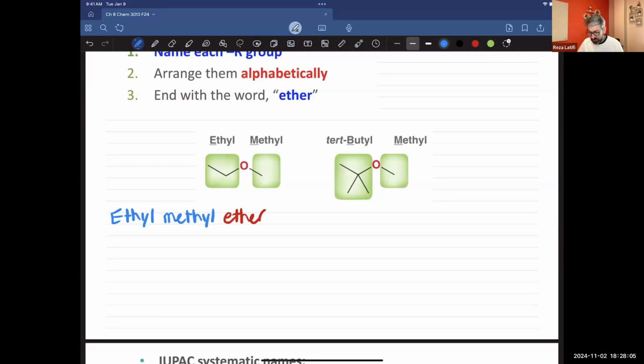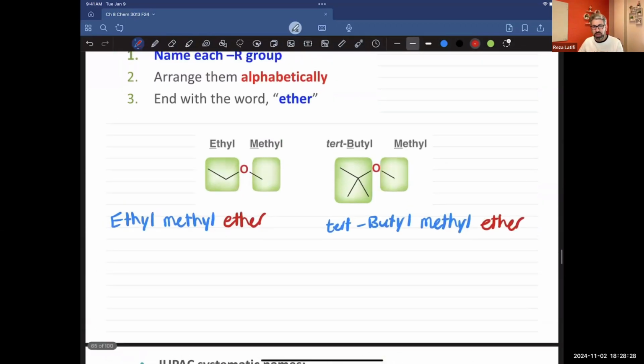Another one, we have tertiary butyl and methyl. Tertiary butyl will get priority because of the letter B, and then we have the methyl, and I will add ether to the end of the name. So it will be tertiary butyl methyl ether. And this is one method to name them.